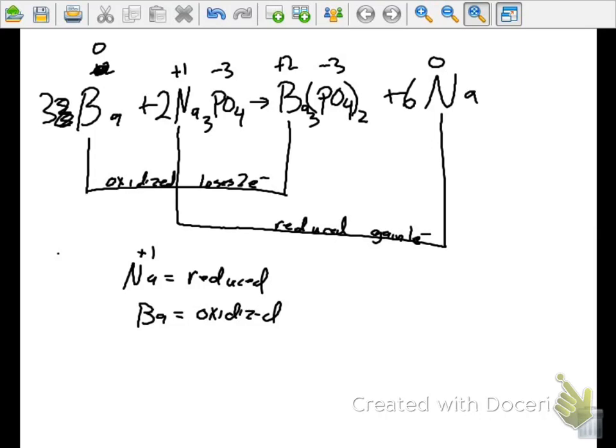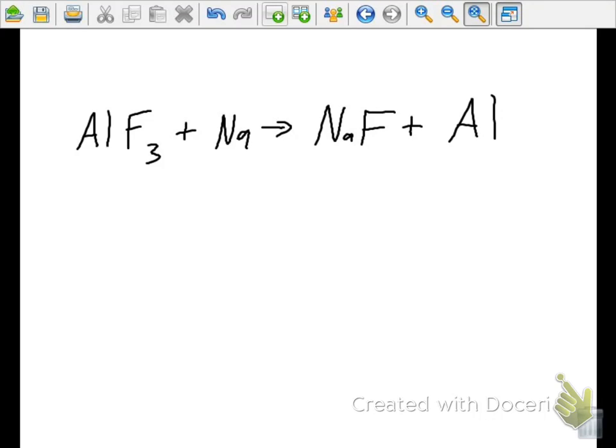Now, how many bariums are going left to right after it's balanced? 3, right? So each one loses 2, so that would be 3 times 2 is 6. How many sodiums are going? 6. Each one of them gains 1. You don't have to show that. I like showing that just because we can see electrons always have to be conserved in a balanced reaction. Okay? We'll have you do one more. Yes? So it doesn't matter how many, like, sodium times 3?